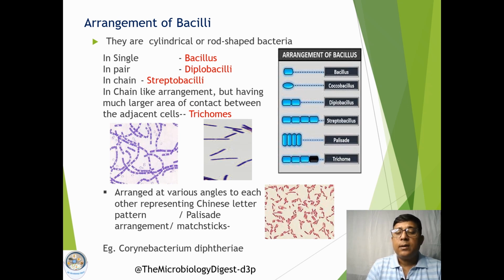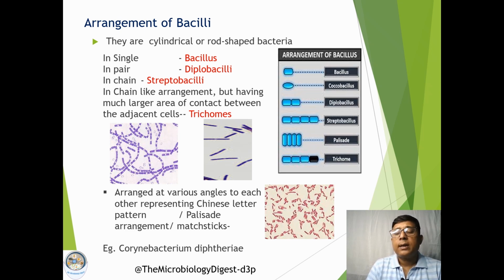So these are different types of arrangements which can be encountered in bacillus organisms. What we have got in bacillus: if they occur singly, they are bacillus. If in pairs, diplobacillus; in a chain, streptobacillus. Again in a chain but with a larger contact area, that is trichomes. Then at different angles to each other, resembling a Chinese letter or palisade arrangement. These are common arrangements encountered in bacillus.